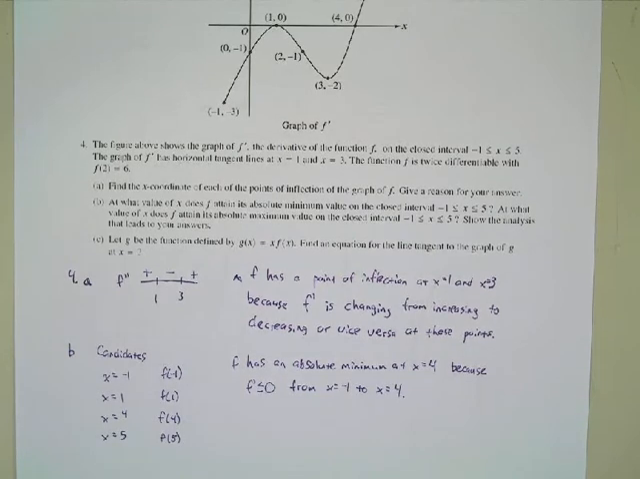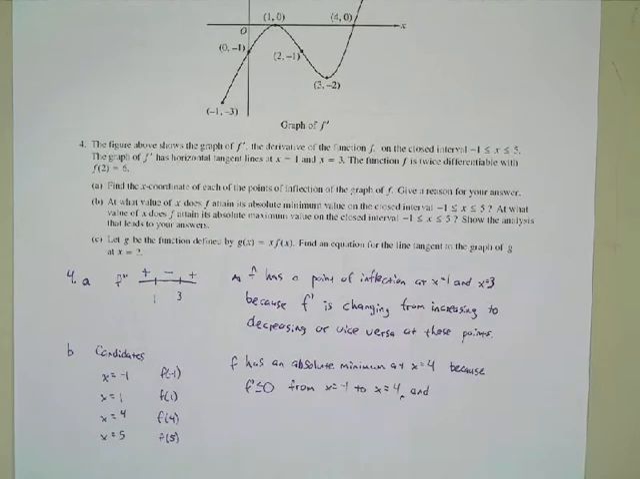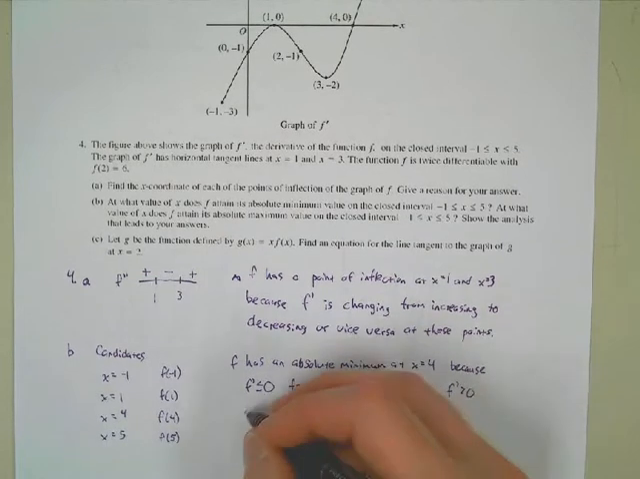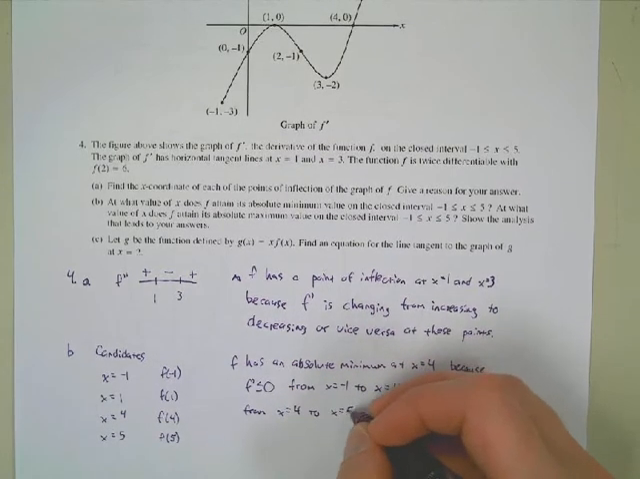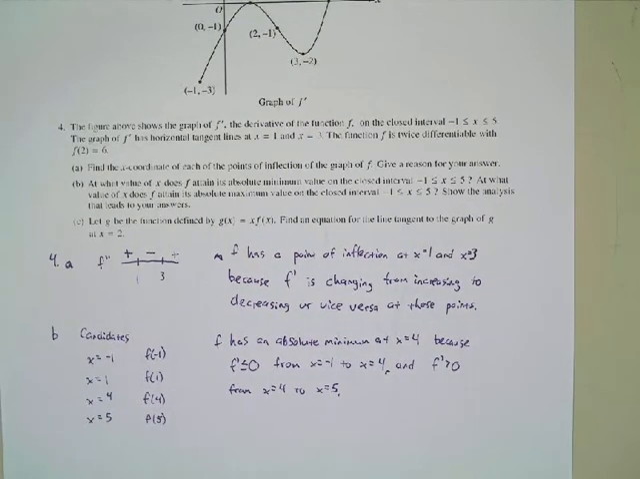And, oops, I'm not going to finish there. And, okay, f prime is greater than 0 from x equals 4 to x equals 5. All right. You can just do that in interval notation. Yeah, you can use interval notation if you want to. Okay.